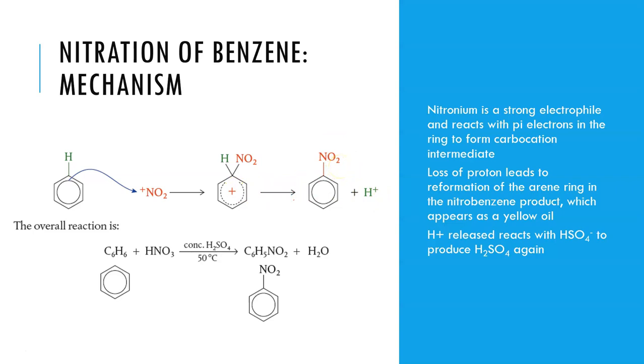So when we write the overall reaction using the conditions, we have benzene plus nitric acid in the presence of concentrated H2SO4 at 50 degrees C, gives nitrobenzene and water. In this case, you can see that the sulfuric acid is acting as a catalyst because it will be regenerated at the end of the reaction, because the HSO4 minus ion will pick up the H plus that is generated, reforming the H2SO4.